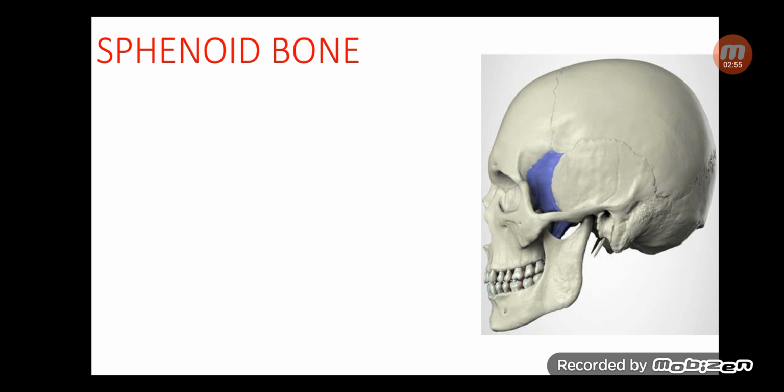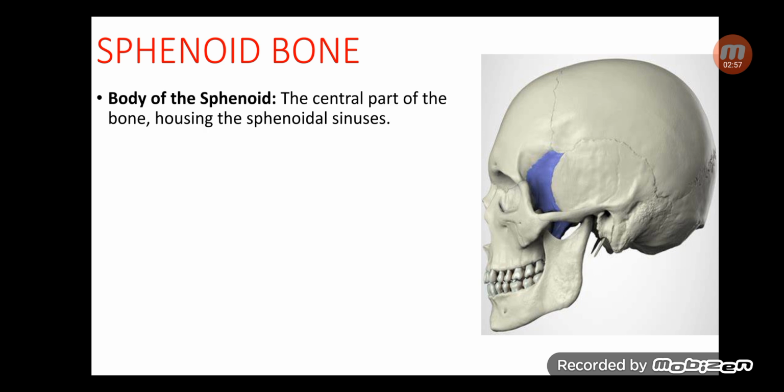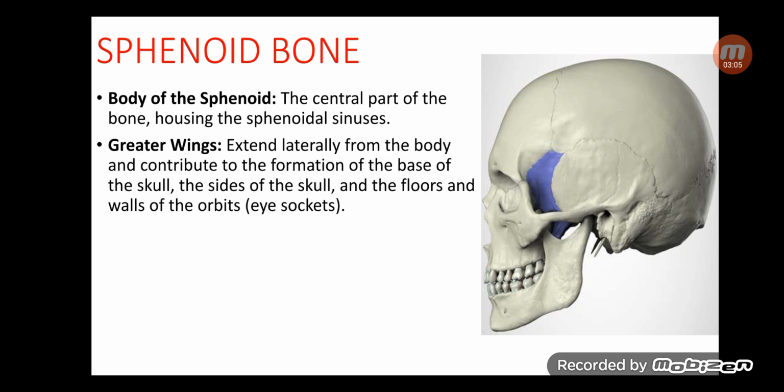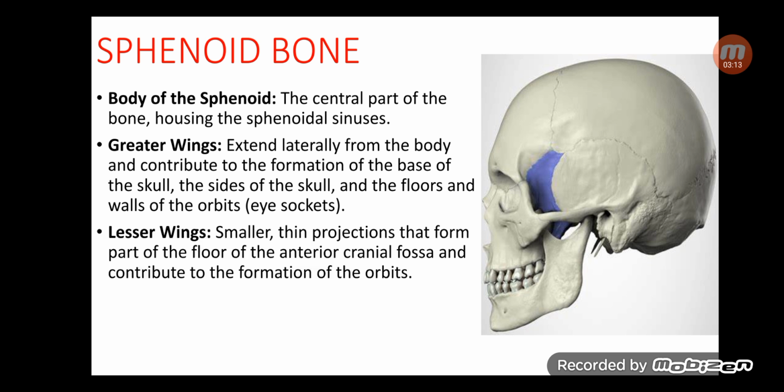Then we have the next cranial bone, that is the sphenoid bone, that is a single bone. It has the following parts: the body of the sphenoid, that is the central part of the bone housing the sphenoidal sinuses, and it has a greater wing that extends laterally from the bone and contributes to the formation of the base of the skull, the side of the skull, and the floor and the walls of the orbit.